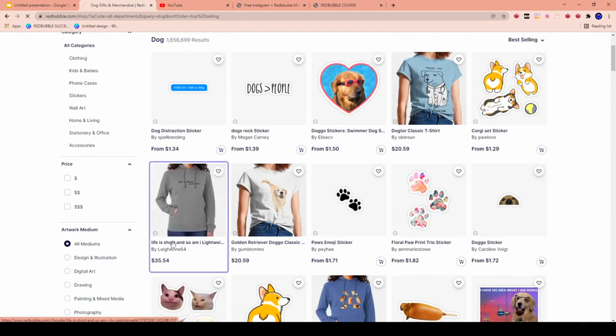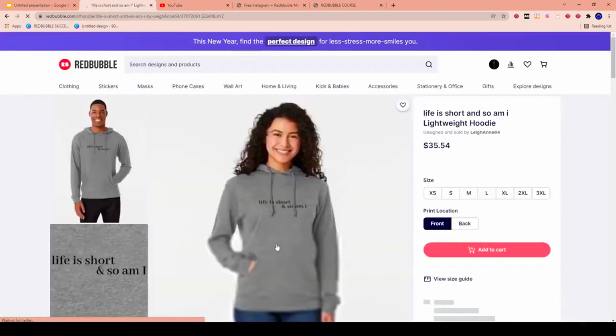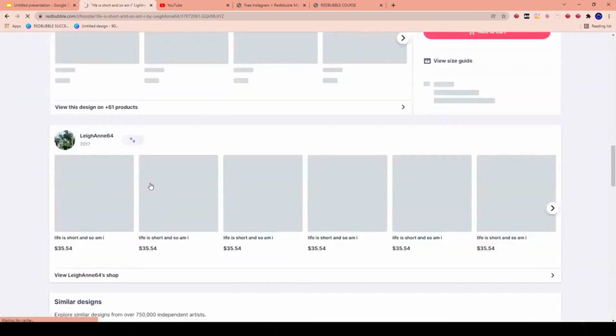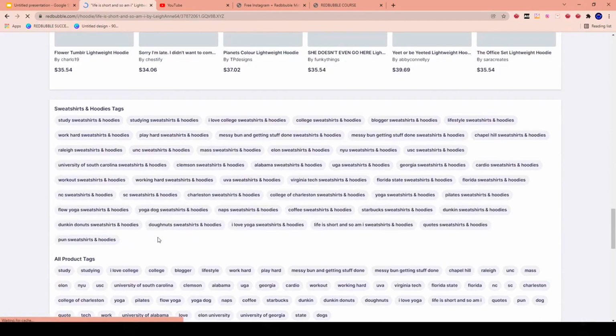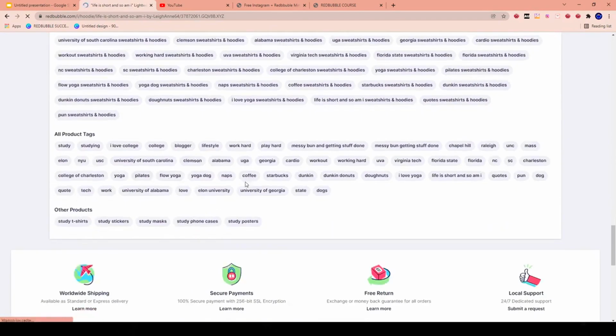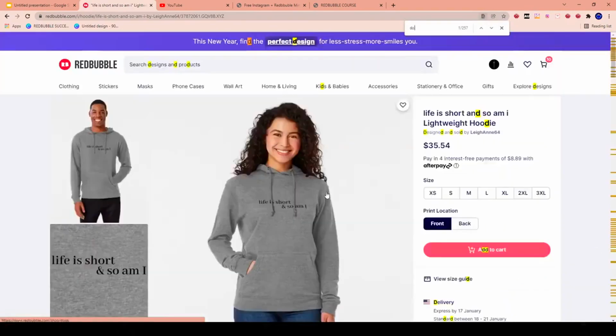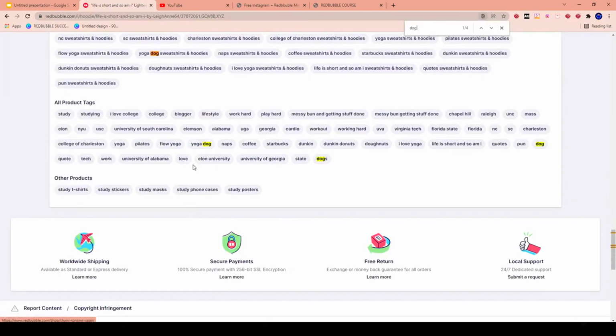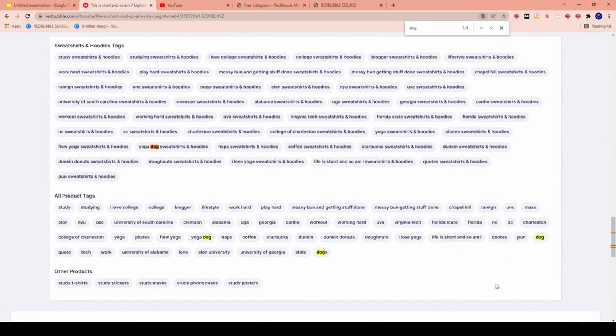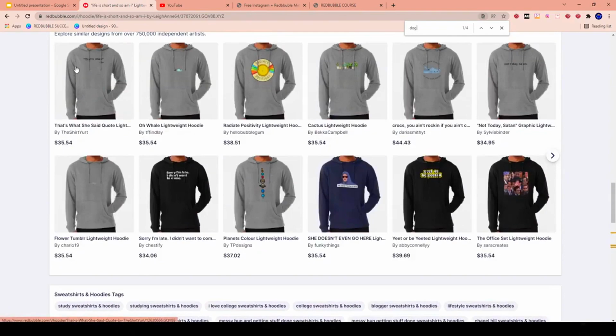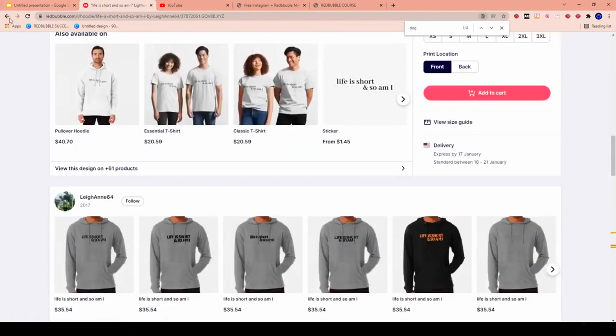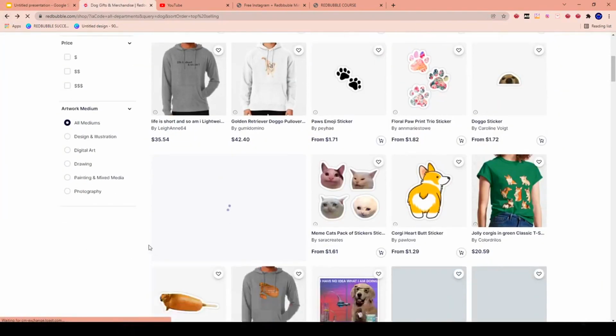All the sales might be coming from a completely different tag, but the reason it's showing up in the best selling is because it simply generates the most sales. If we actually do Control F here and search for dog, you can see it says yoga dog in the tag, and dogs also, and also here dogs, so it definitely does show up, but that doesn't necessarily mean that it's getting the sales from that specific tag.